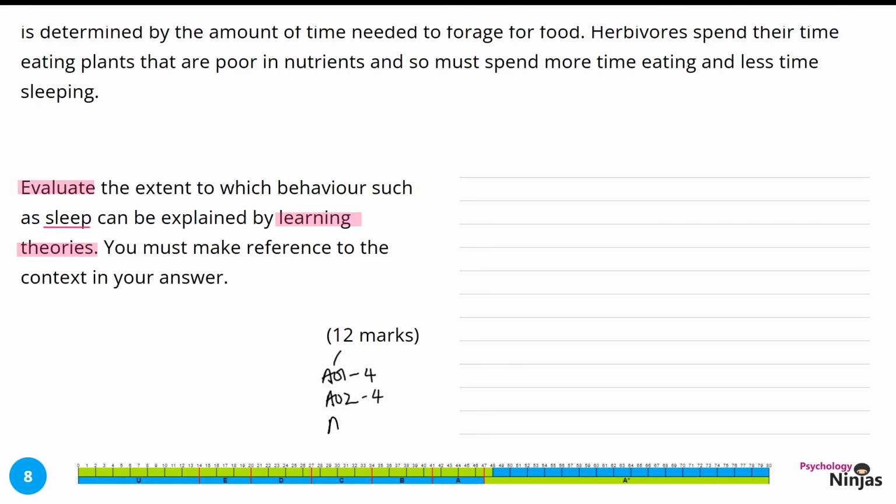We also have 4 marks available for our evaluation. That's giving strengths and weaknesses of learning theories. Now, you don't need to know specific research for sleep because this could change. So we're talking more about research that supports or criticises different learning theories. We can also pick up AO3 marks by offering an alternative explanation for sleep that isn't based in learning theories. Let's have a look at our response.